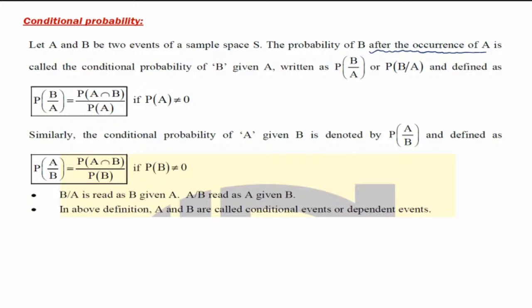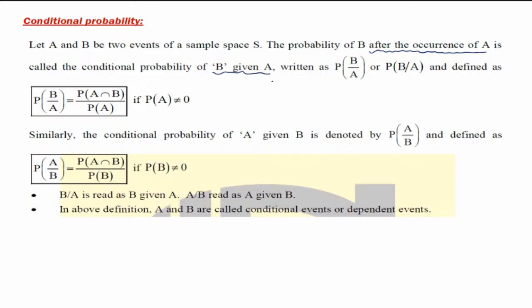So B depends on A. Once an event has already happened, the other event is going to happen next. The other events are called dependent on the previous events. So this is called the conditional probability of B given A. So if anyone asks, A given B means B happened first, A is going to happen next. C given D, D happened first, C is going to happen next.